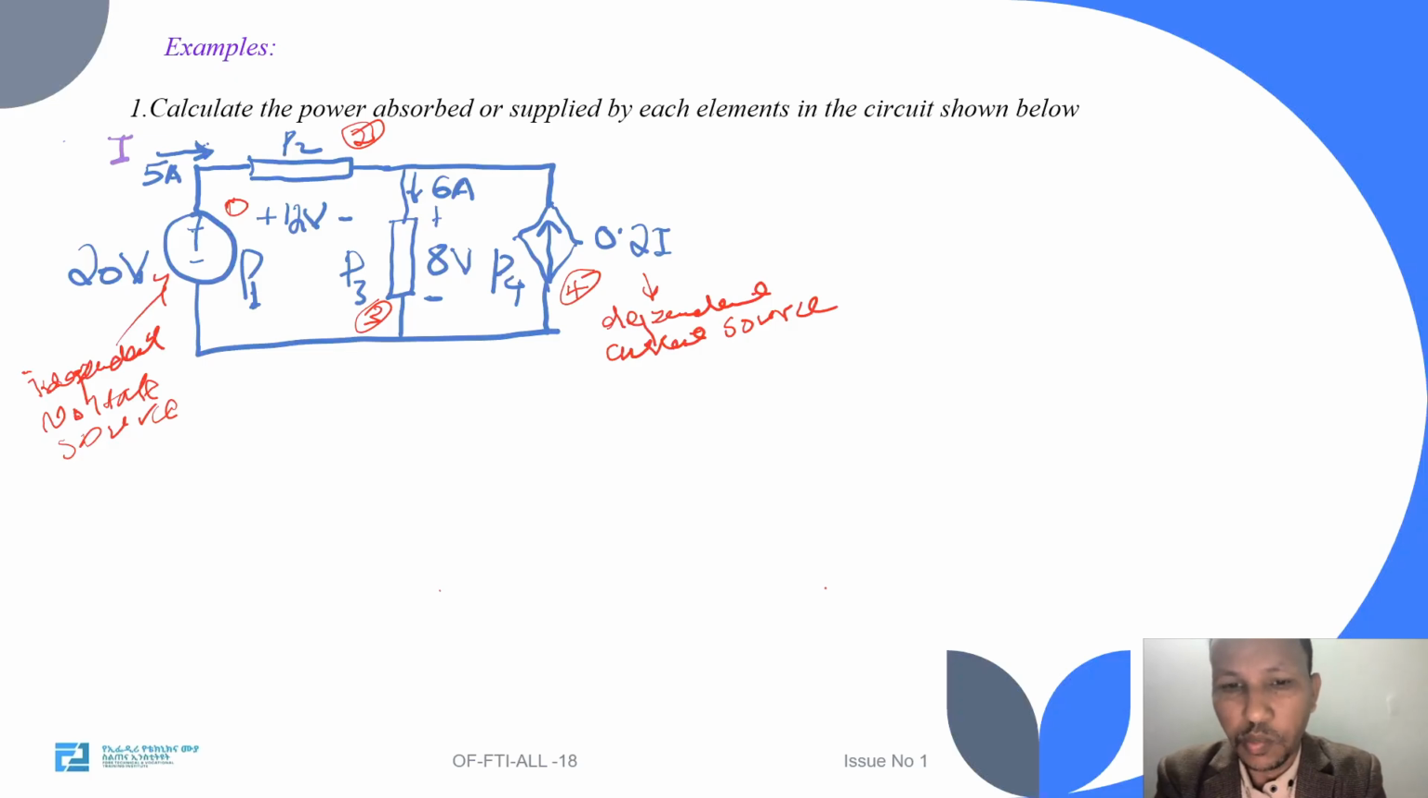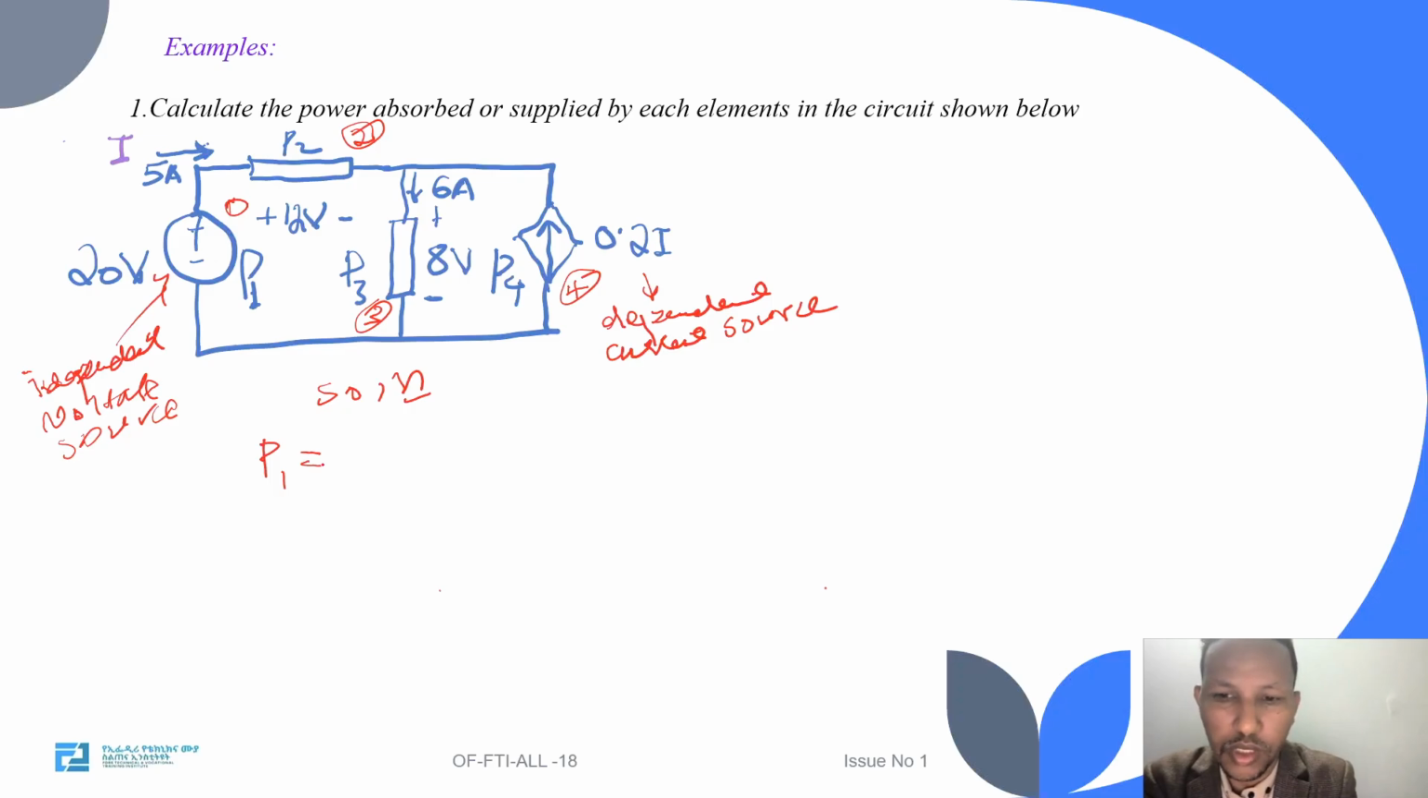So we have seen the passive sign convention. By considering the direction of the current flow, we can determine the values of the power. For the first one, let's consider P1. You can see here the 5 ampere current is leaving the positive terminal of the 20 volt voltage source and entering the negative terminal of the 20 volt voltage source. So in this case, using the passive sign convention, power will be negative, which means power is supplied by the source.